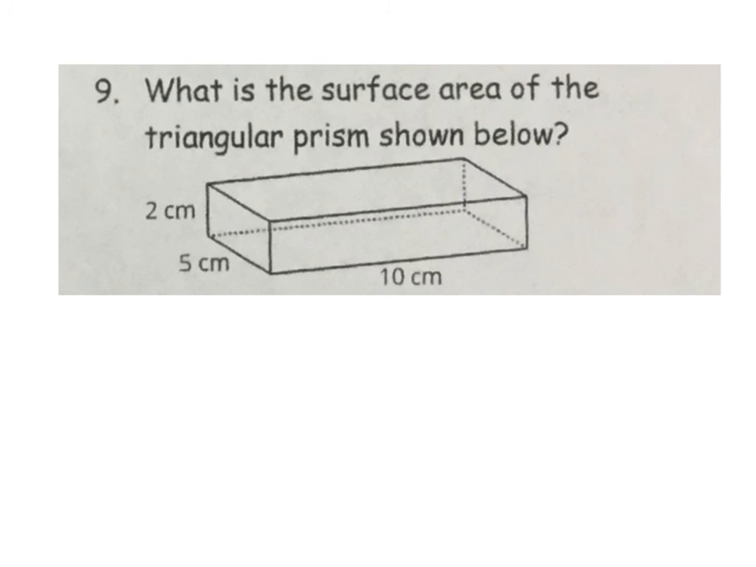Number 9, what is the surface area of the triangular prism below? It says triangular prism, but that's supposed to be rectangular prism, obviously. The total surface area, remember, is the perimeter of the base times the height of the prism plus 2 times the area of the base. You just have to find those. It's a rectangular prism, so you can use a different set of bases. They wouldn't all be the same.